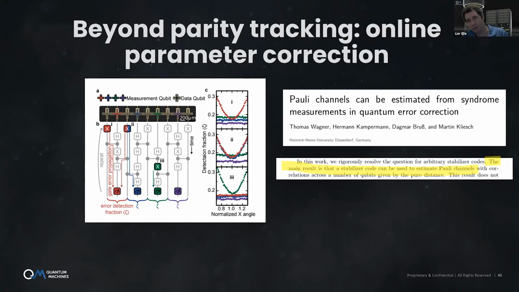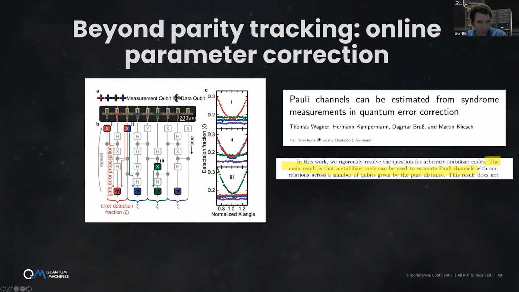And to our knowledge, there is no other control hardware in the world that allows you to do this currently. Also, another important and interesting point is that a very recent paper rigorously and mathematically proves that you can track Pauli errors from these syndrome measurements. Okay, so this is a very interesting thing to explore.